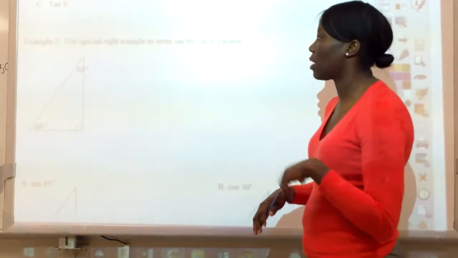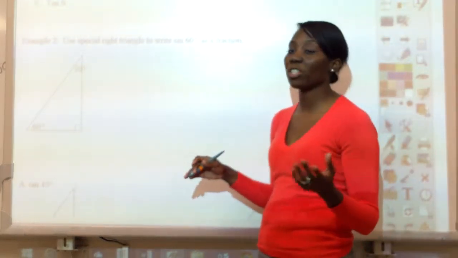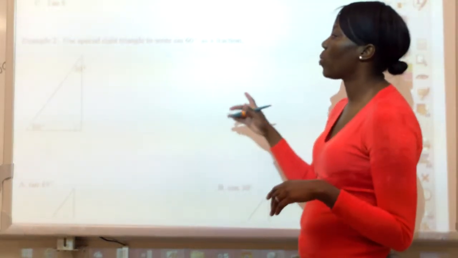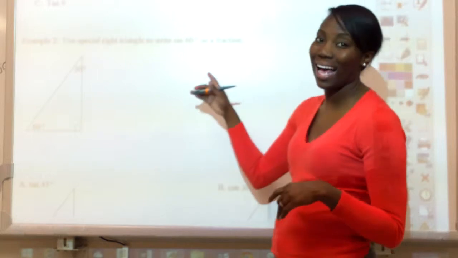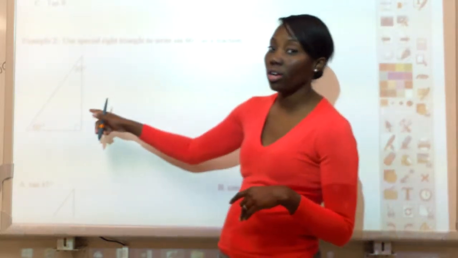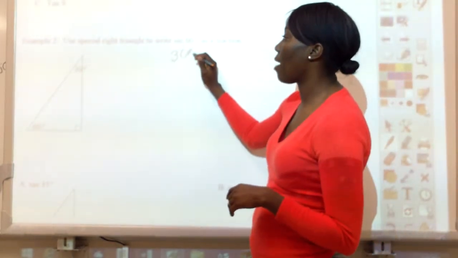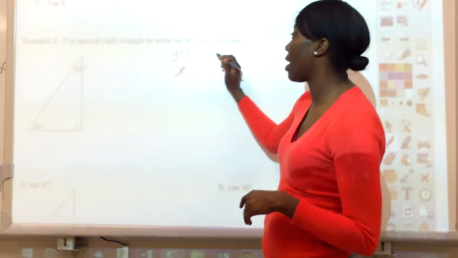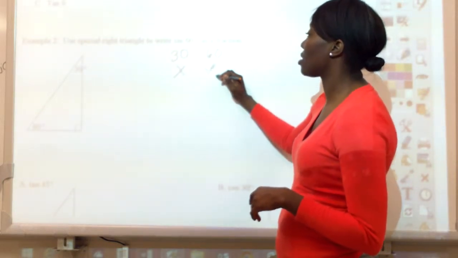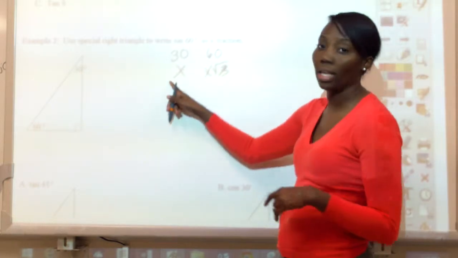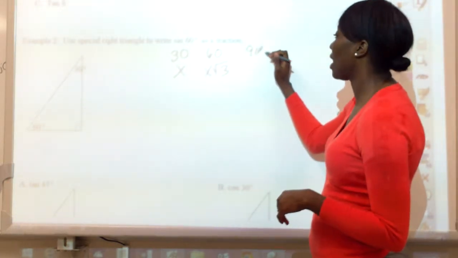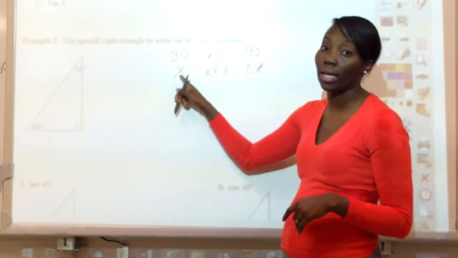Okay, so I left off at example 2. Now that you know what special right triangles this is, use special right triangles to write the sine of 60 degrees. So it's a 30, 60, 90. Just to keep in mind, remember 30 degrees is x, 60 degrees is x radical 3, the leg radical 3, and 90 is 2 times that shorter leg.